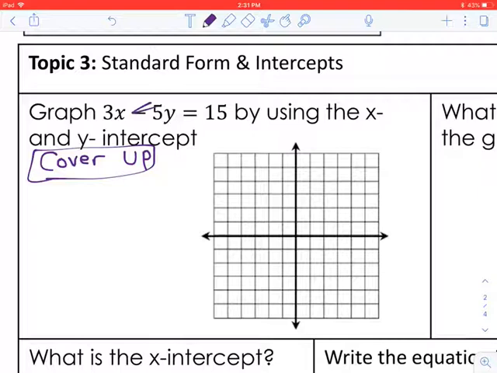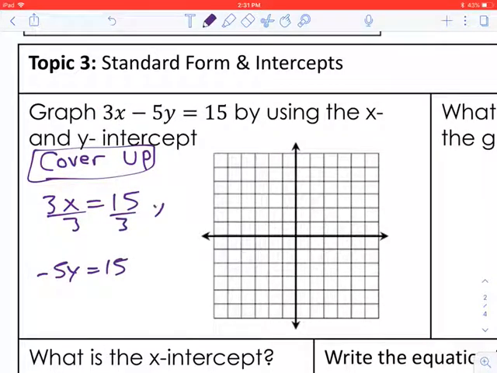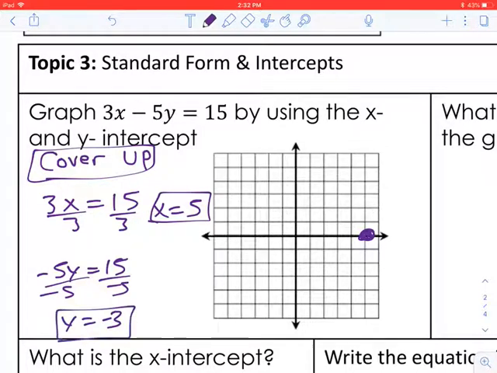Okay, so for the first one, cover up the y, I get 3x equals 15. And then cover up the x to find the y, I get negative 5y equals 15. And then we just solve both. Divide by 3, x equals 5. So I go to 5 on the x-axis. There's x equals 5. Divide by negative 5, I get y equals negative 3. So negative 3 on the y-axis is down here. And then you just make your line going through those 2 points. And there we are.